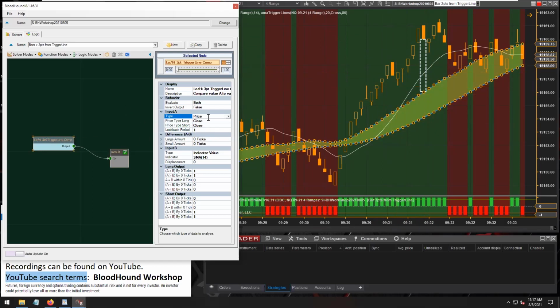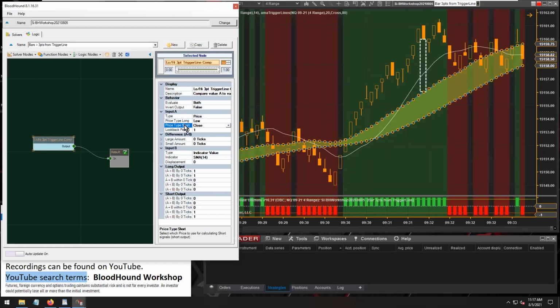So let's make this a little more universal, and we're going to block all signals when our bars get separated by 3 points. For a long, we're going to use the low price, and for the short output, we're going to use the high price. Now the difference, as mentioned, we're going to look for is 3 points.